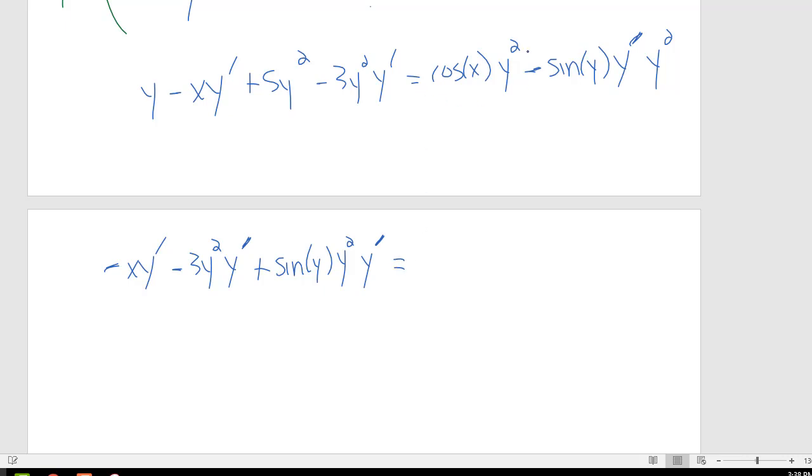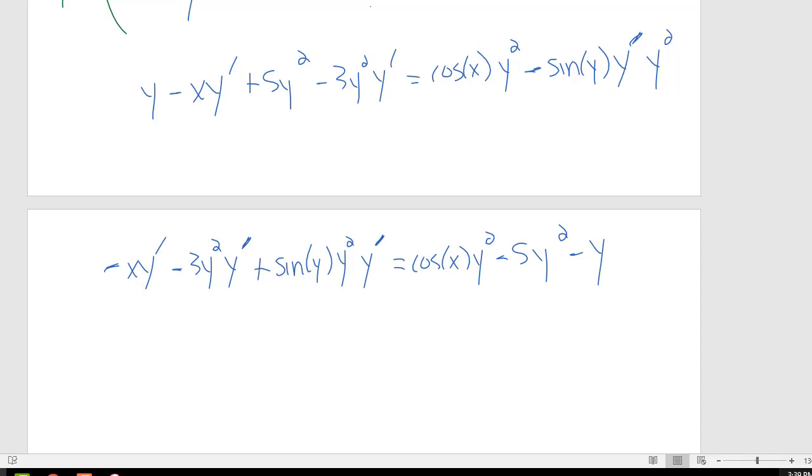All right, and then on the right-hand side, this guy is going to stay. Cosine of x y squared stays. It has no y prime term. And then let's see, this one didn't have a y prime term. I'm subtracting it to the other side. And then this very first term didn't have a y prime attached to it, so I'm subtracting it over as well. So I have gotten all the y primes on the left-hand side.